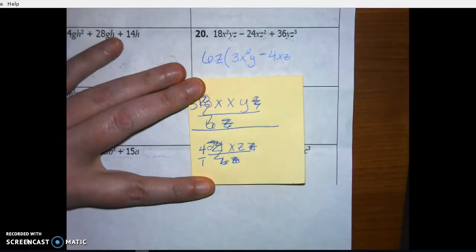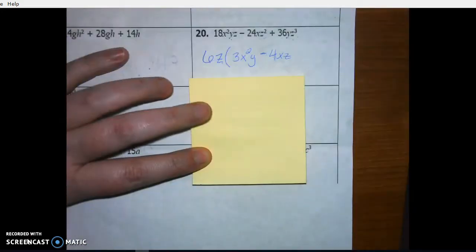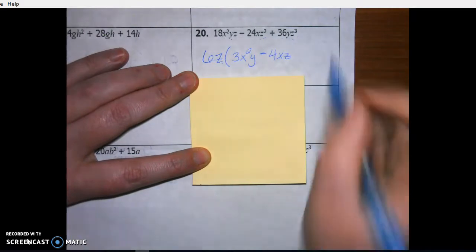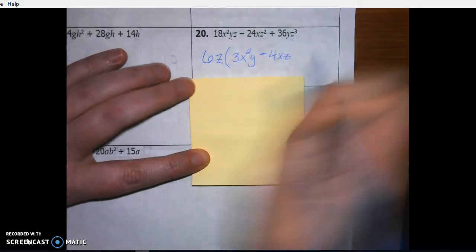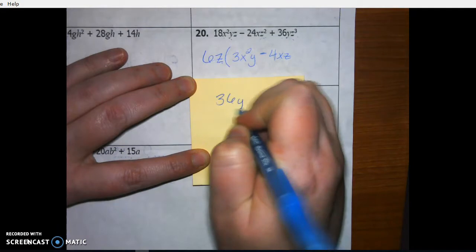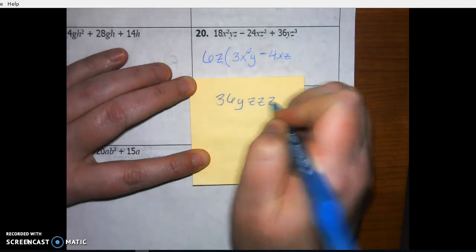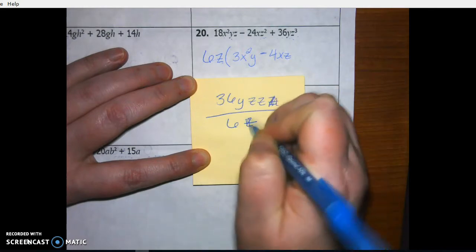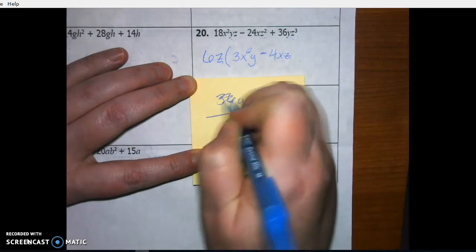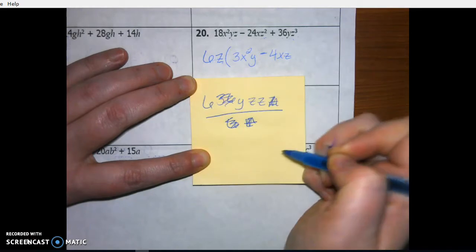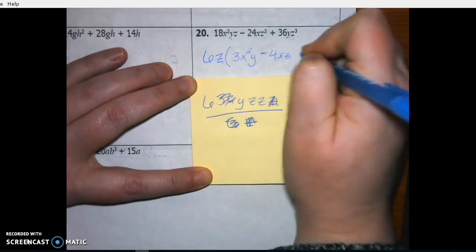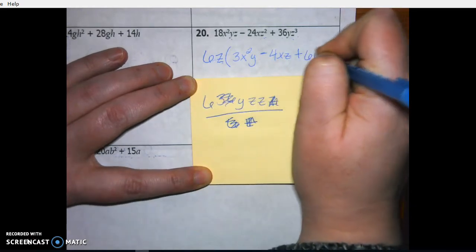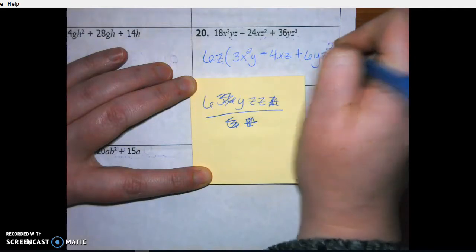Last one. 36yz squared over 6z. Cancel, cancel. 36 divided by 6 is 6. So I am left with 6yz.